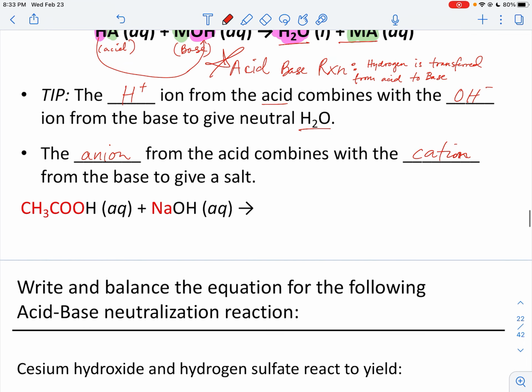So here is another example down below. This is acetic acid. It's the acid in vinegar.